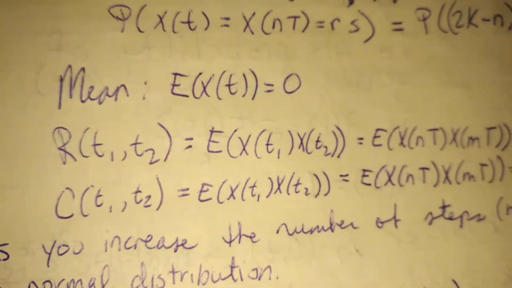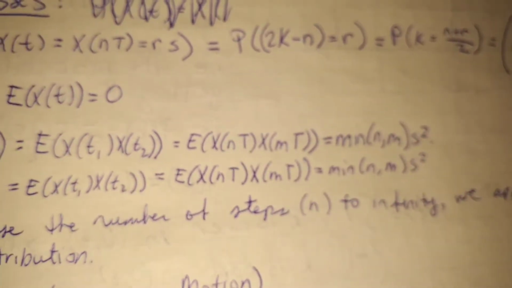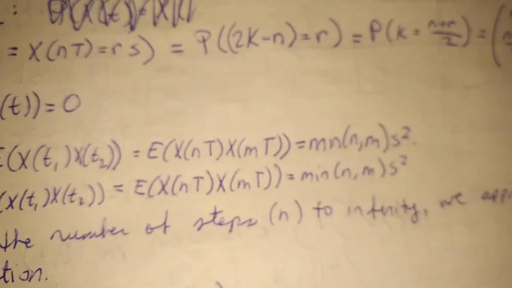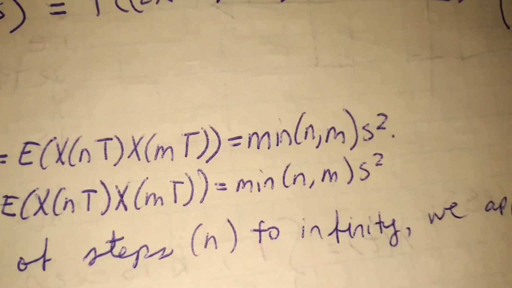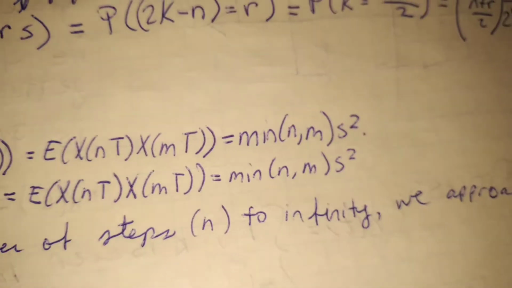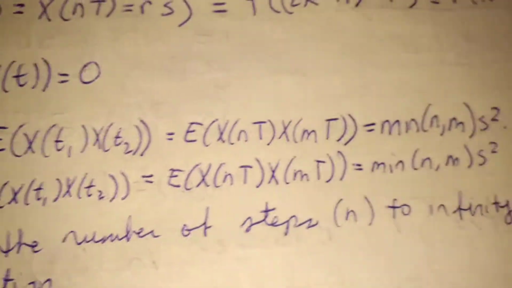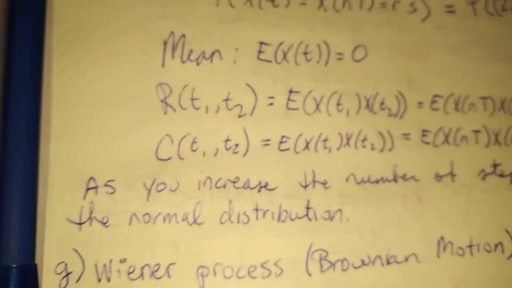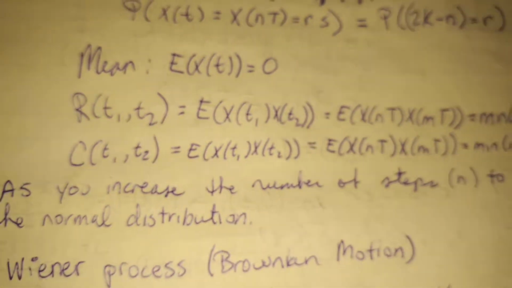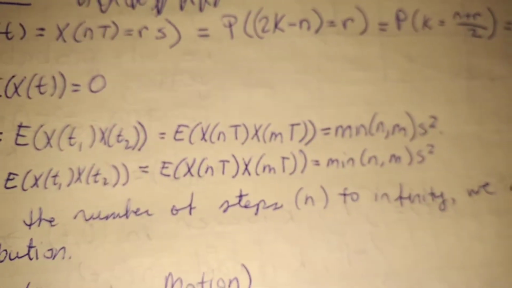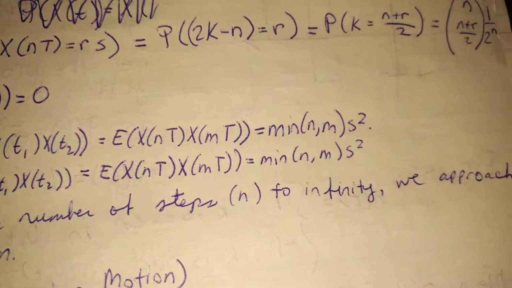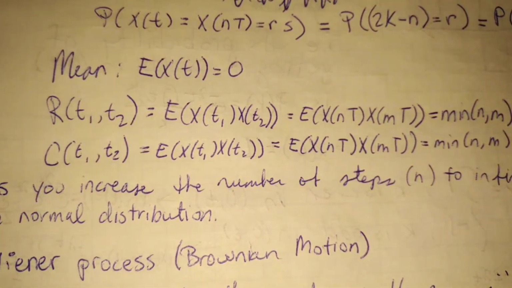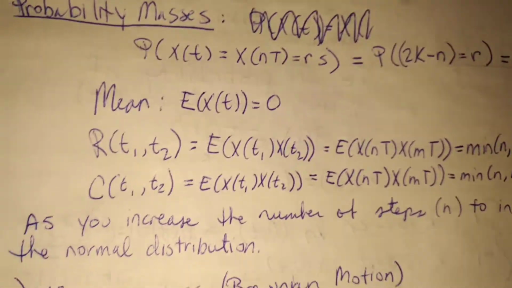The mean is equal to 0, and the autocorrelation is equal to the expectation of X(t1) times X(t2), and that's equal to the minimum of n and m times s squared, and that's also equal to the autocovariance. So in the random walk, as you increase the number of steps, which is n, to infinity, so basically as n approaches infinity, we approach the normal distribution, or a Gaussian process.